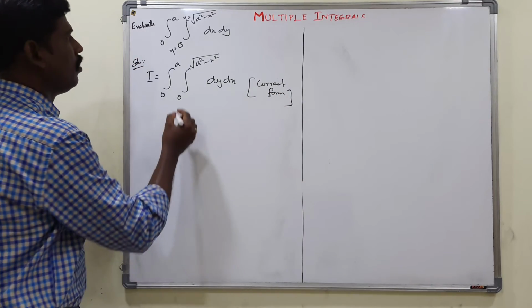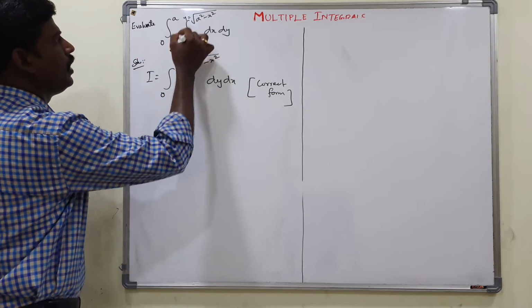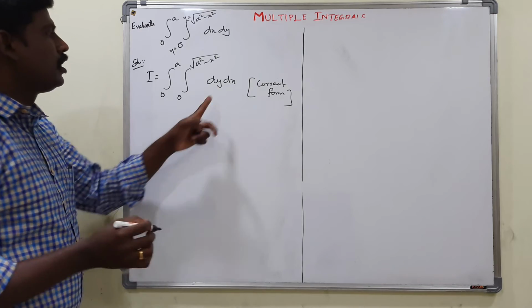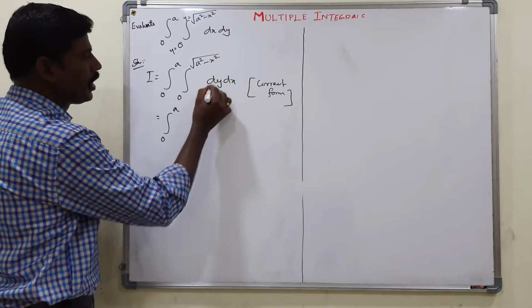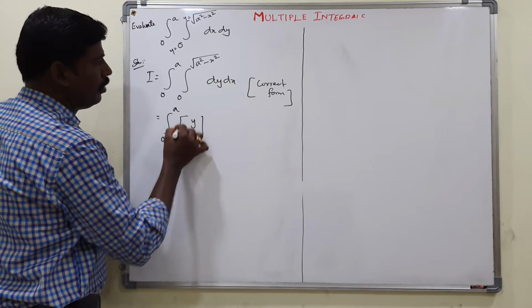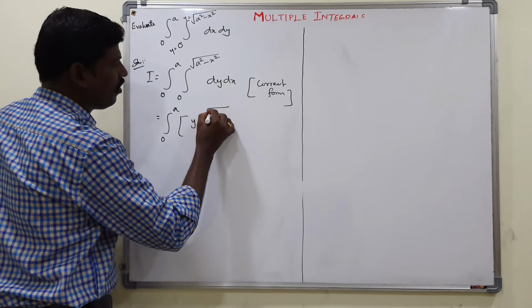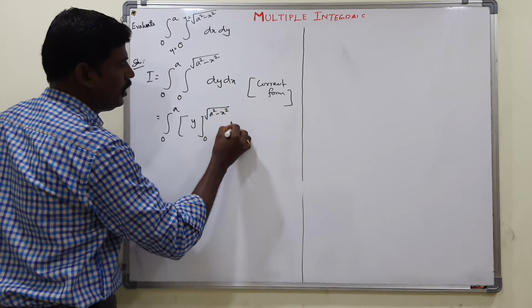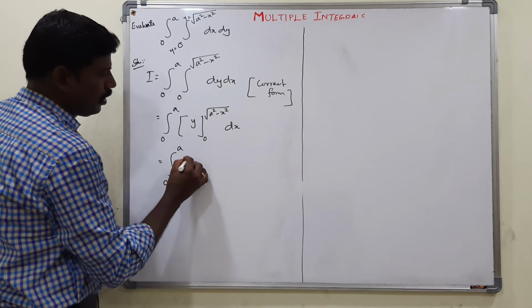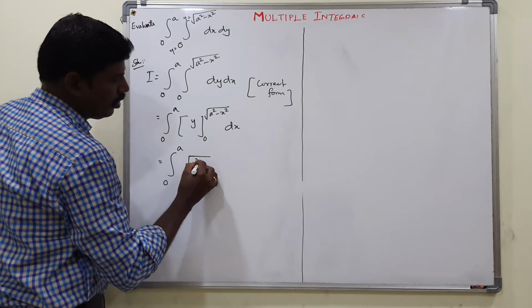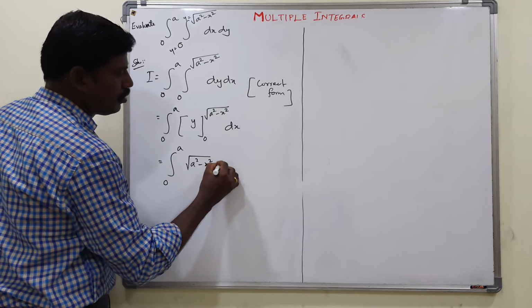Okay, that's all. Look at here. So limit for y here. So integral with respect to y comes at first. That's all. So very easiest one problem. 0 to a. Integral of dy becomes y. Limit from 0 to root of a square minus x square into dx. So what? Integral 0 to a. Substitute that here. So root of a square minus x square minus 0, into dx.